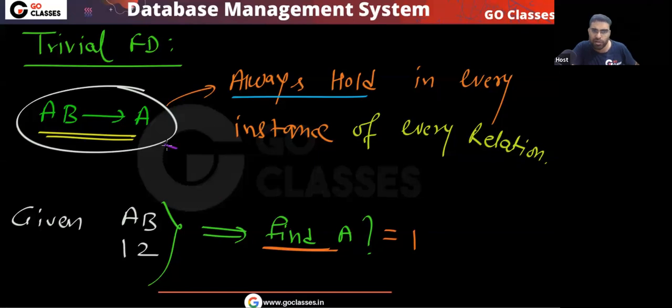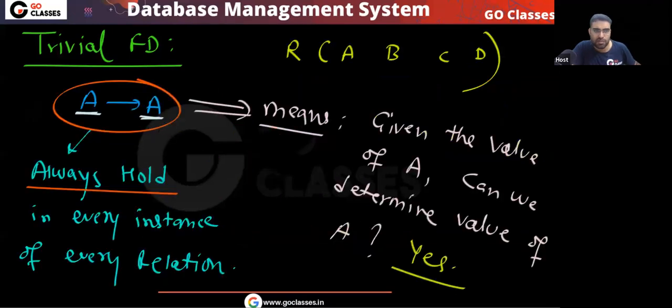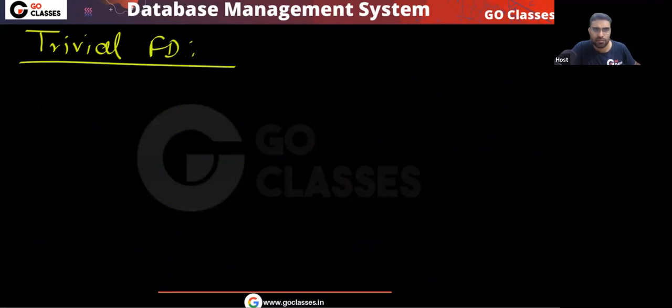So, very simple point. This is your trivial functional dependency. Similarly, this is also a trivial functional dependency. Now, can you tell me the definition of trivial functional dependency? What is trivial functional dependency? Let me know.